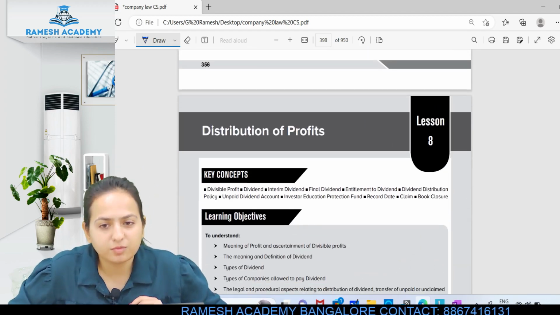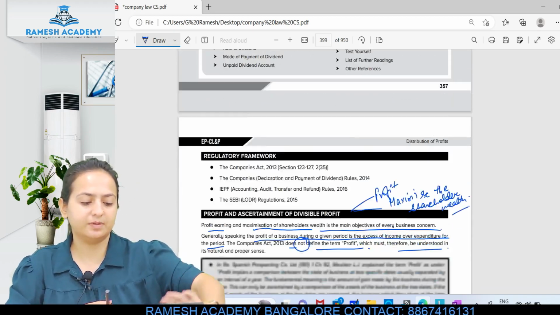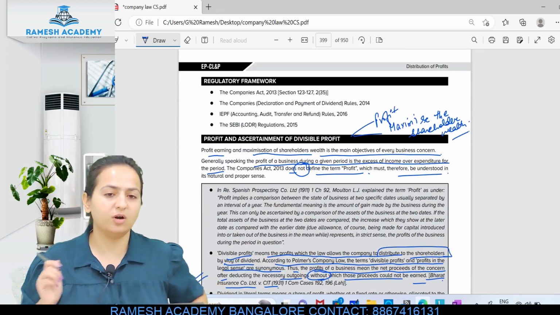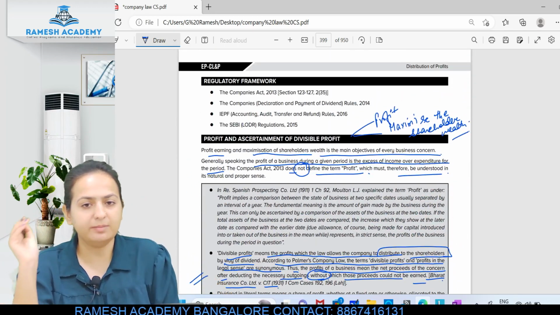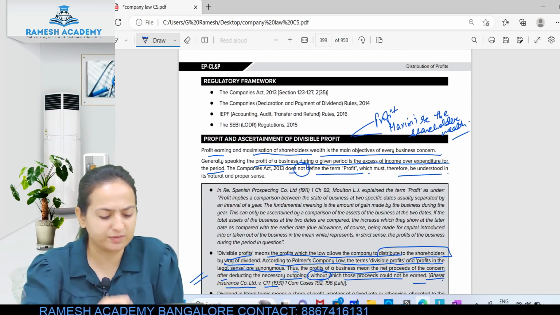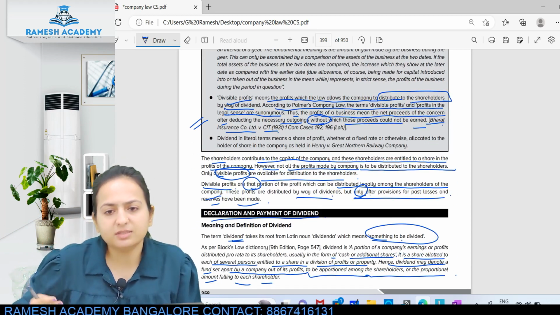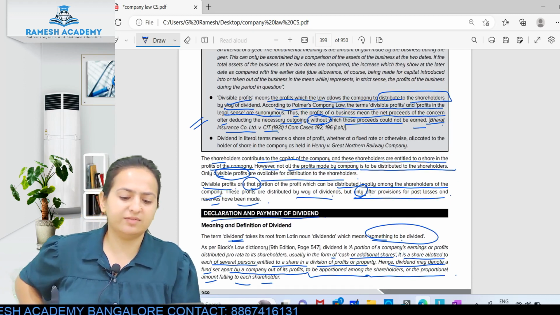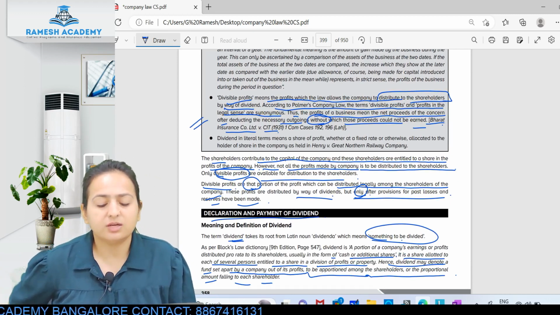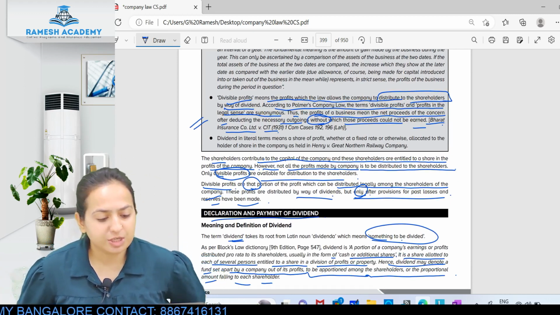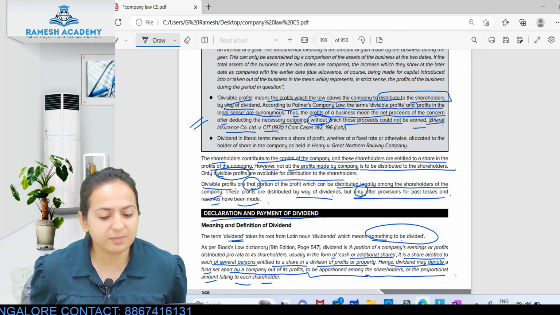So distribution of profits. Today we have started with this chapter, whereby we have read about the two motives of the company, profit making and the maximization of the profits. We have read about the divisible profits definition. We have read that law allows the company to distribute to the shareholder by way of dividend the divisible profits.